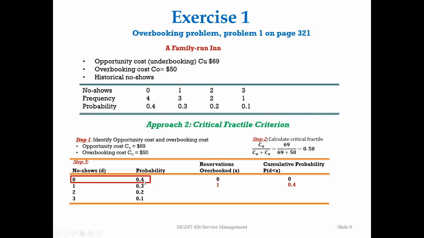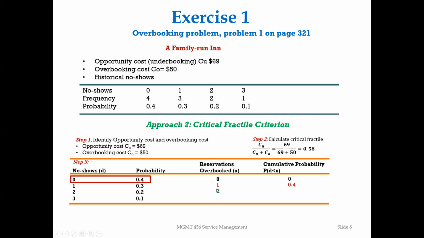So 0.4. Now let's compare. Does 0.4 exceed the critical fractile identified in step 2? In this case, does 0.4 exceed 0.58? The answer is no. If the answer is no, we continue. If the answer is yes, we stop. Because the answer is no, we continue and try the next overbooking limit. The next overbooking limit is 2.